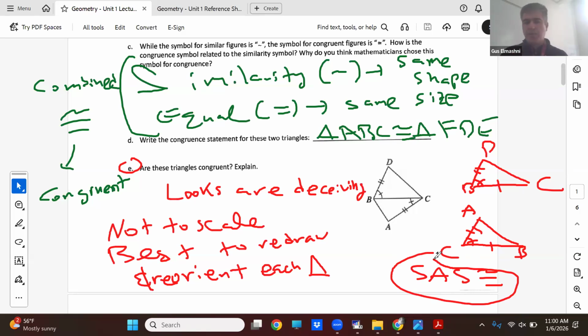I'm not going to write out a proof for this because we're going to do another proof. Actually, we're not quite doing a proof yet, but we're going to talk about how to identify these in just a moment. But the key idea: looks are deceiving, not to scale. So best to redraw and reorient. And you can see for yourself how the triangle sides match. And BC equals BC, that's reflexive. So you have to make that statement.